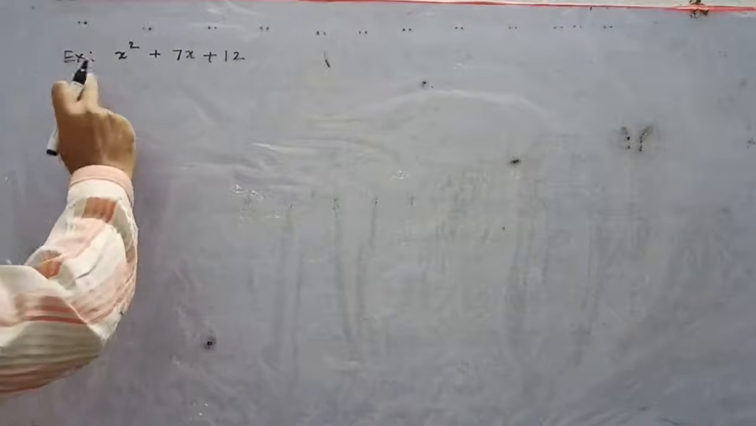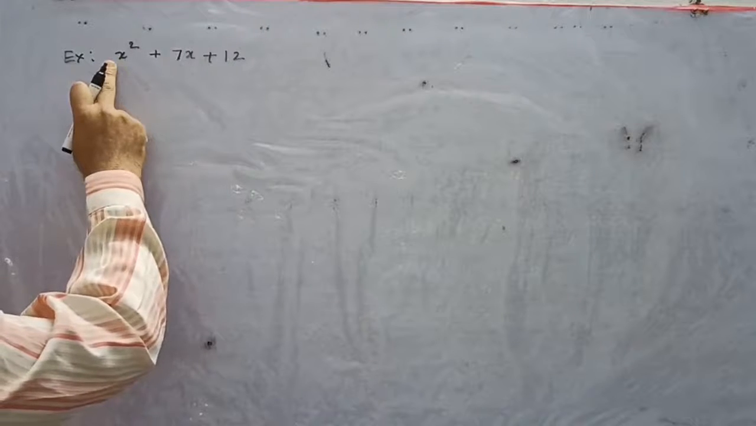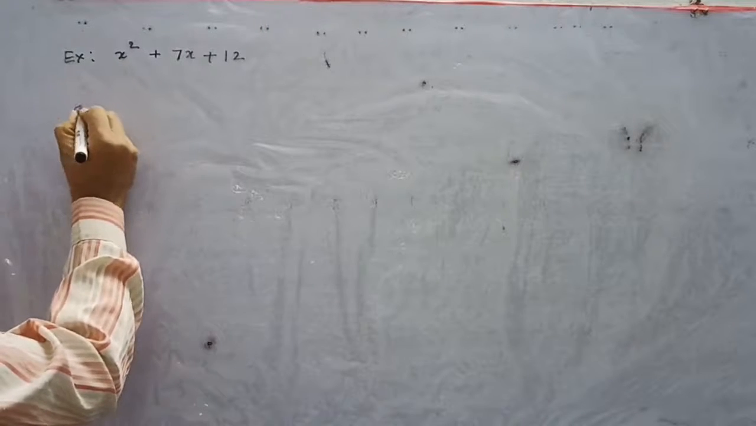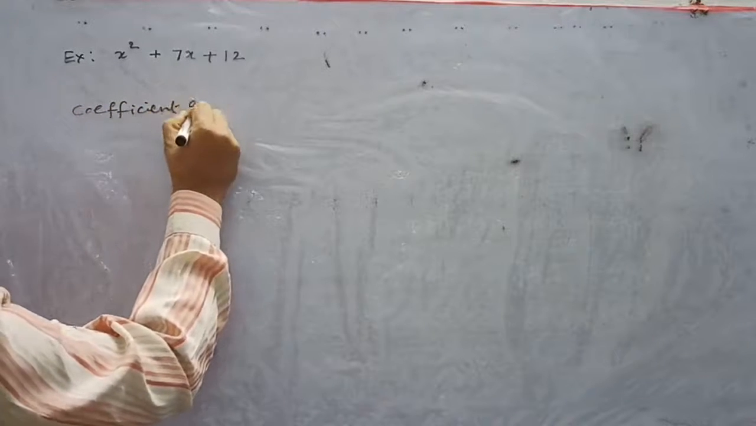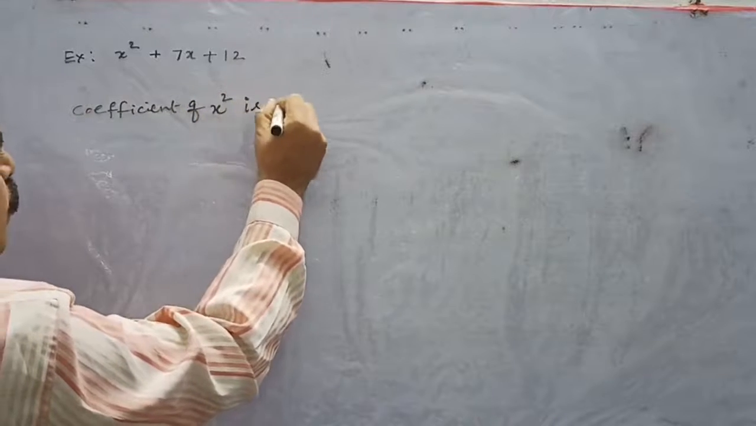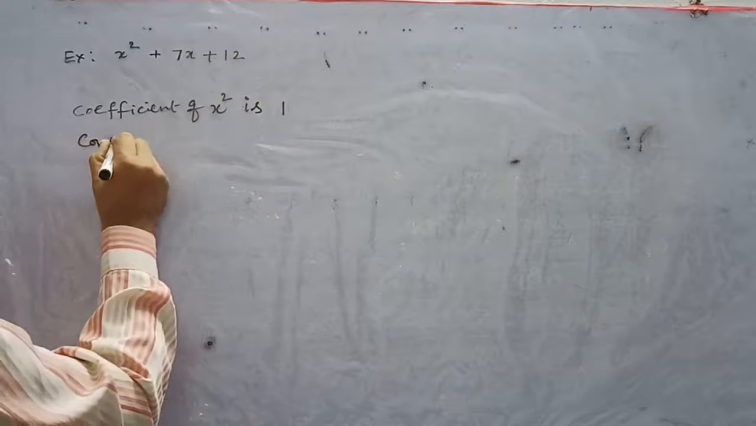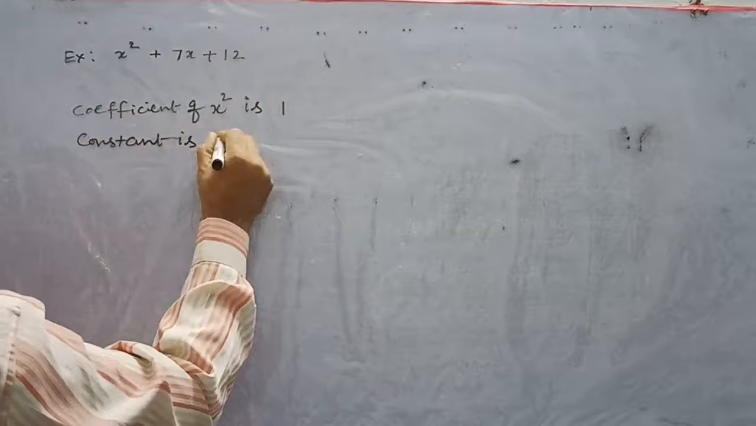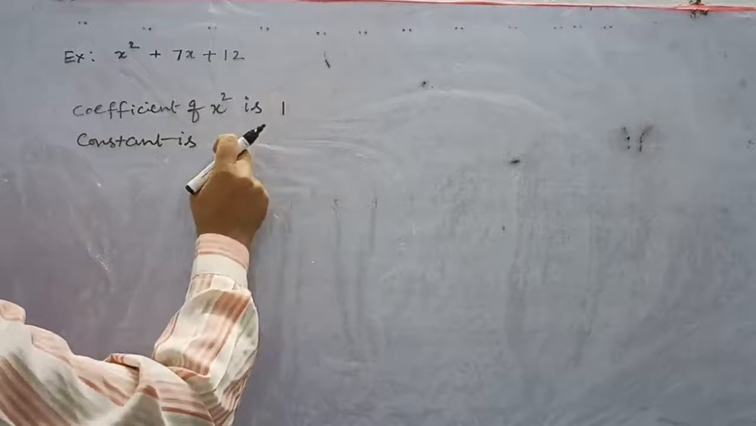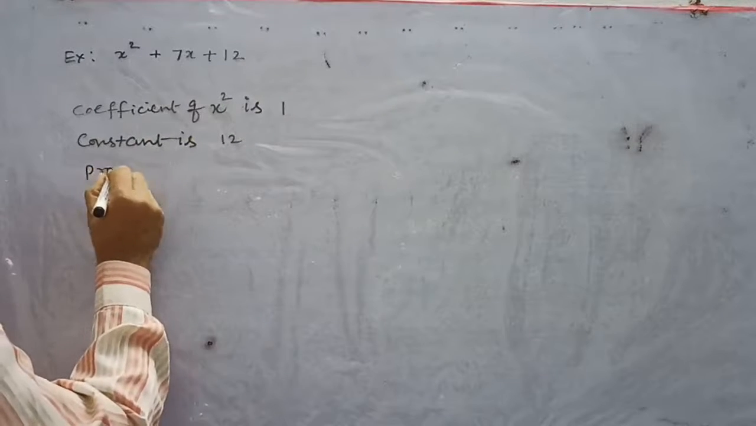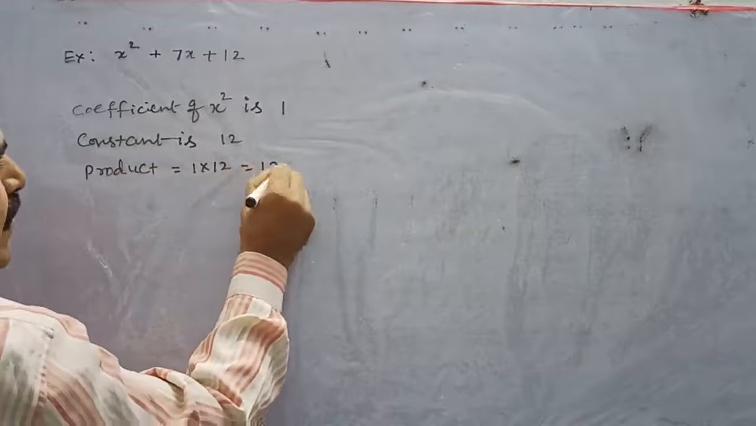Here, first, step 1. What is step 1? Write the quotient of x square. What is the quotient of x square? 1. The quotient of x square is 1. Next, constant. What is constant? 12. Next, you find the product of the quotient of x square and constant. Product is equal to 1 into 12. So 1 into 12 is 12.